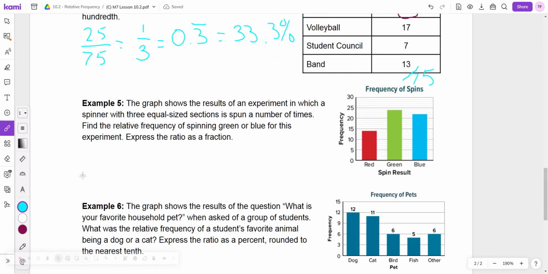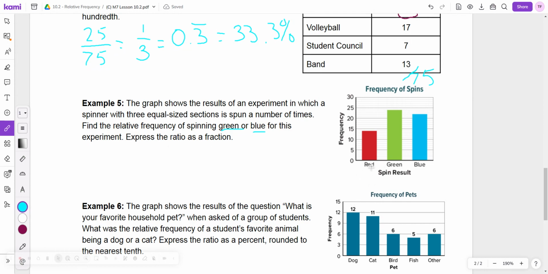All right, I'm going to have you do number 6 all on your own, but let's look at number 5. The graph shows the results of an experiment in which a spinner with 3 equal-sized sections is spun a number of times. Find the relative frequency of spinning green or blue for this experiment. Express the ratio as a fraction.